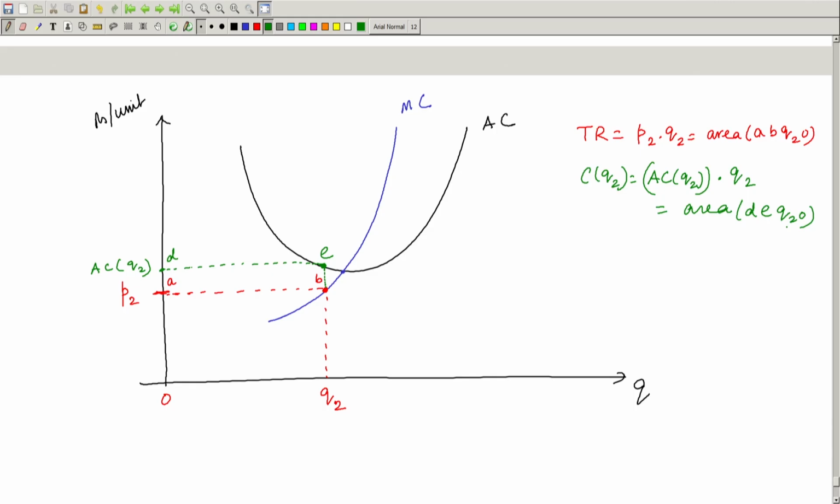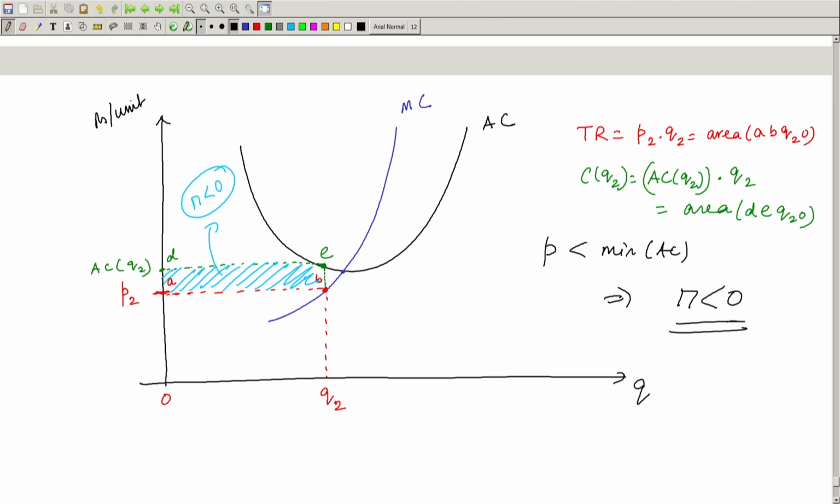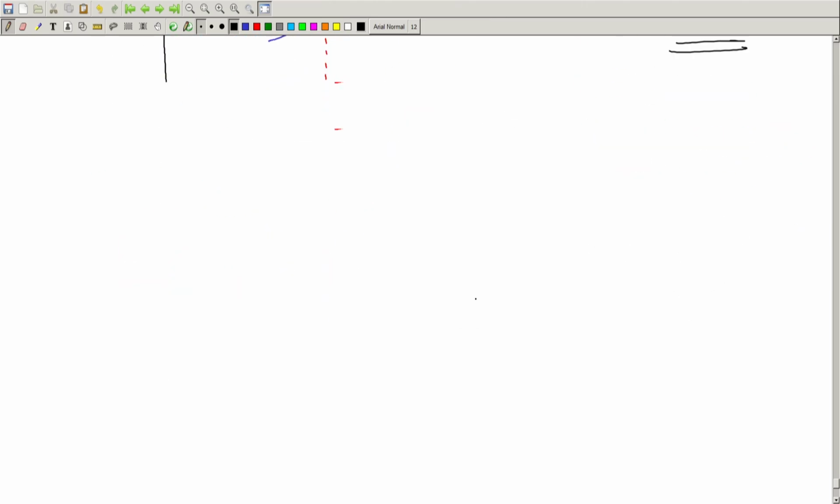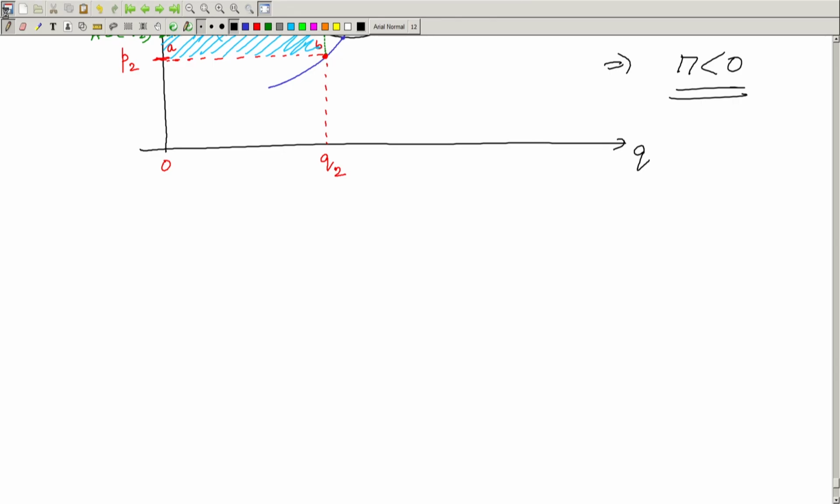Now notice that the total cost area is going to be greater than the total revenue area. So, if I subtract the revenue from the cost, I am going to get this particular area here, and this area now is going to be negative, right. Now, because the price was lower than the minimum average cost, it turned out that the profit was less than 0, right.